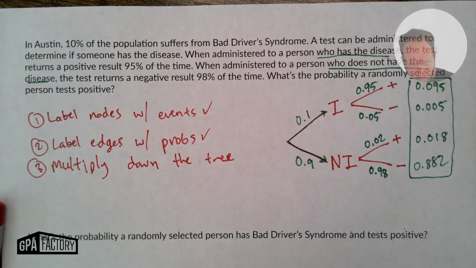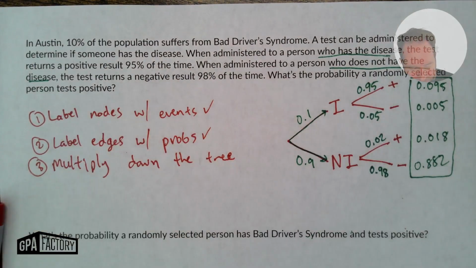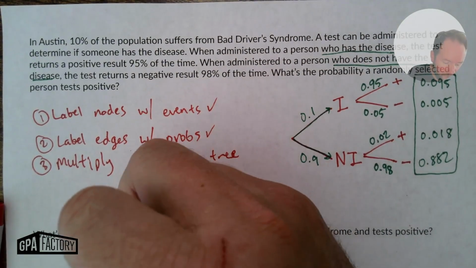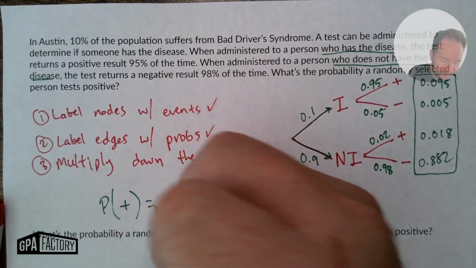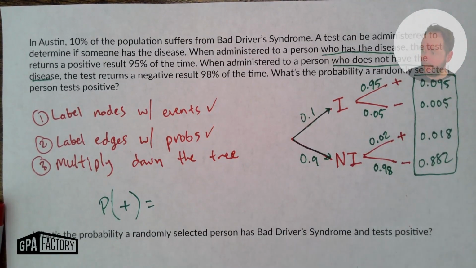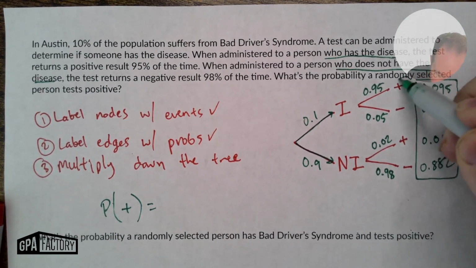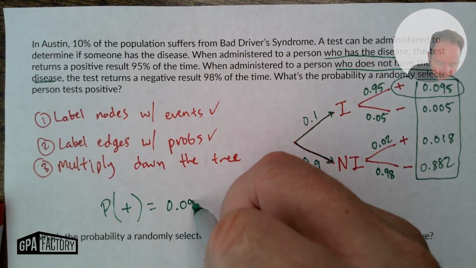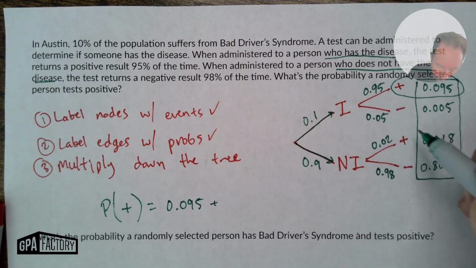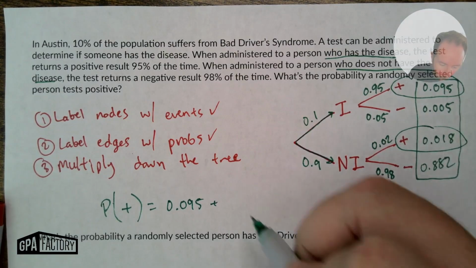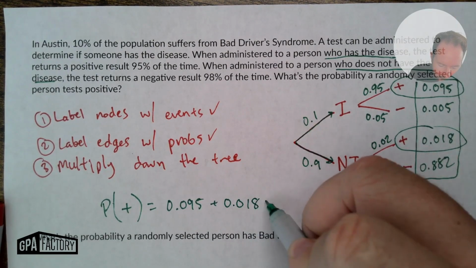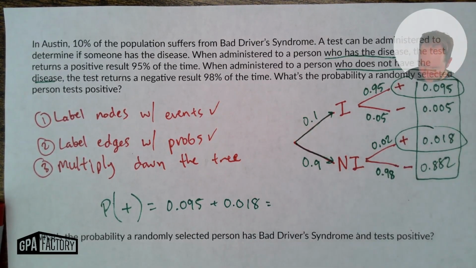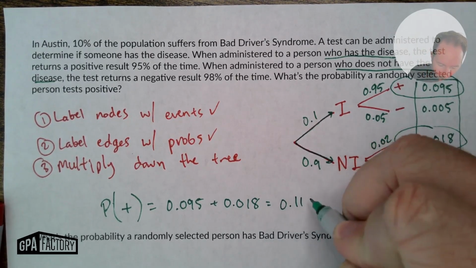All right, what is the probability that a randomly selected person tests positive? So the question just wants to know, what's the probability of testing positive? Well, let's go look at our table. Off to the right, I see a 0.095 associated with being positive, so I'll pay 0.095. And I also see 0.018. And when I add these two together, 0.095 plus 0.018, I get 0.113.